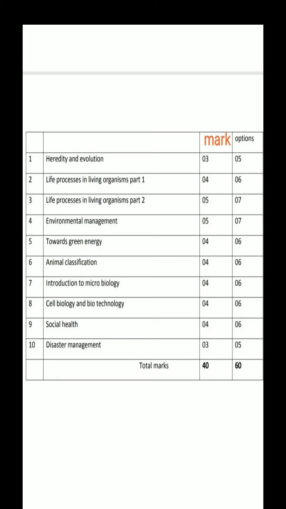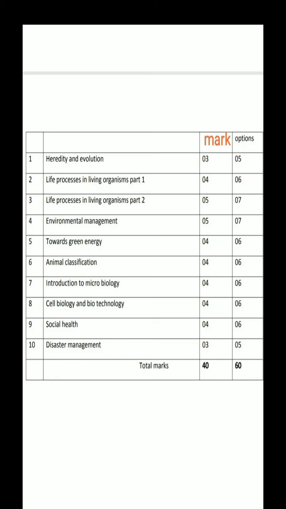Next, the fourth chapter is environmental management. It has 5 marks, and with option it gives 7 marks. Next, the fifth chapter is towards green energy. This chapter gives 4 marks, and with option it gives 6 marks. Next is animal classification. It's the biggest chapter in the 10th part 2 paper. It has 4 marks, and with option it gives 6 marks.